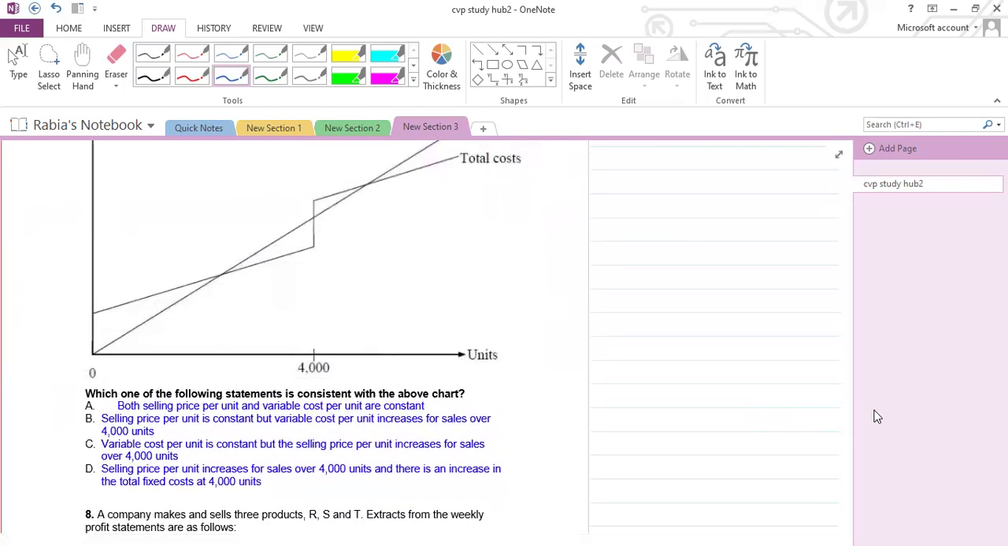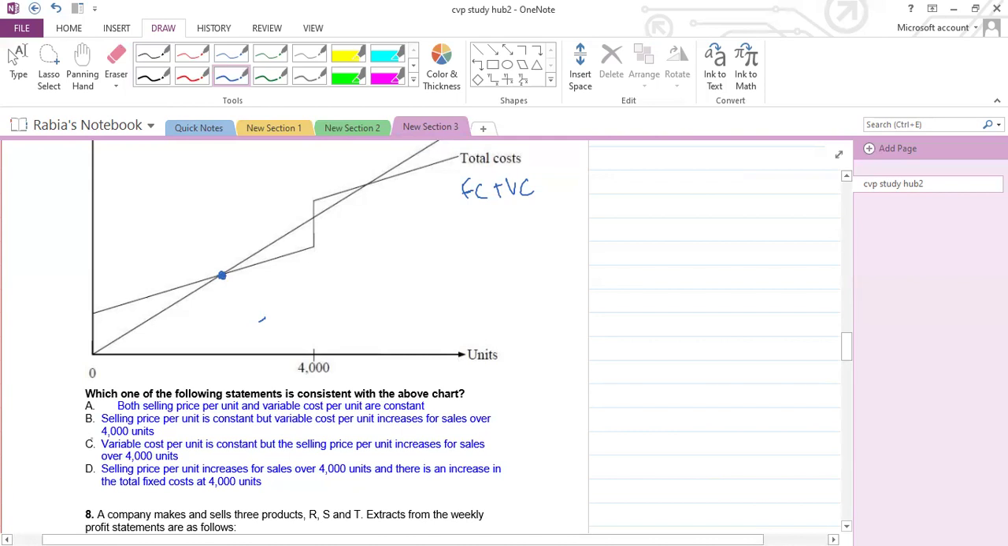Revenue and total cost, this is your break-even point, okay? Total cost includes fixed cost plus variable cost. Keep in mind. Which one of the following statements is consistent with the above chart? Both selling price per unit and variable cost per unit is constant. Selling price per unit is constant, but variable cost per unit increases for sales over 4,000 units. Variable cost per unit is constant, but the selling price per unit increases for sales over 4,000 units.